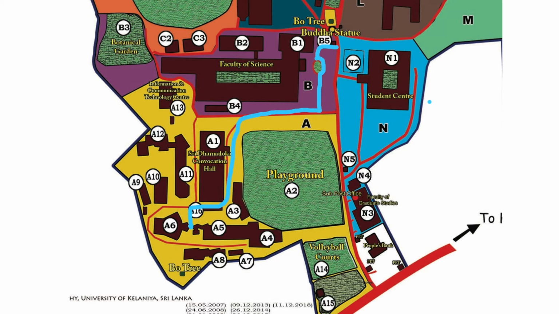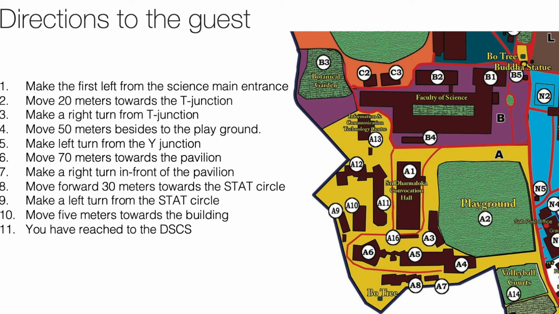If your steps or your directions are not accurate, then your guest cannot make his way to the Department of Statistics and Computer Science. Here is the set of instructions our guest can follow. So, let us go through these instructions and see whether our guest can reach our destination or not. So, the first instruction is make a first left turn from the science main entrance. If you are coming from here, the first left turn will be this left turn, so make the first left turn.